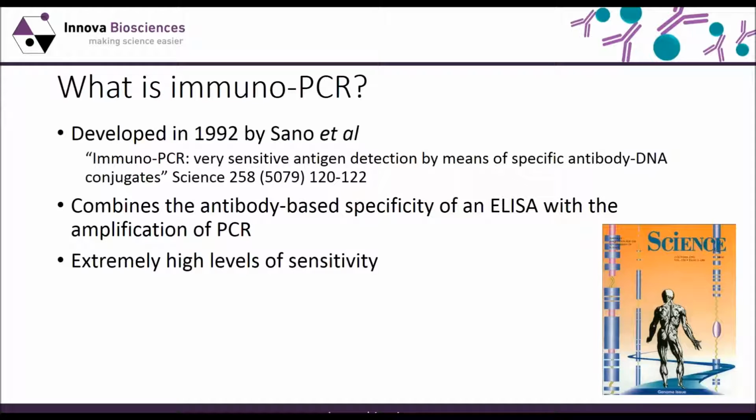Although the immunodetection methods mentioned on the previous slide have been around for decades, Immuno-PCR is a relative newcomer. It was first developed in 1992 and combines the antibody-based specificity of an ELISA with the amplification of PCR to provide extremely high levels of sensitivity. To fully understand the Immuno-PCR process, we'll first take a closer look at ELISA and PCR.